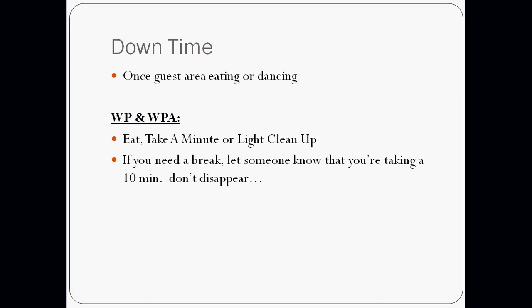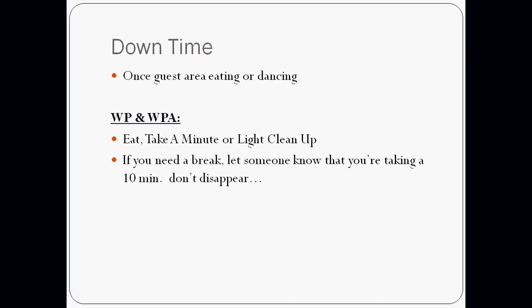Once guests are eating or dancing, it's major downtime. I don't have issues with people taking breaks. As a matter of fact, I completely understand. I'm a different person, I can go and go and go. But the only thing I ask, going back to not disappearing, is that if you need to take a break, just let the wedding planner know, 10 minutes, oh, I need 10 minutes, or I need to go take a break. That way we know where everyone is and don't assume that maybe the person left or something, God forbid.